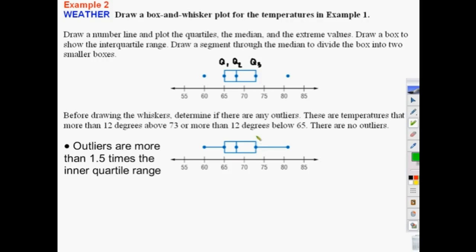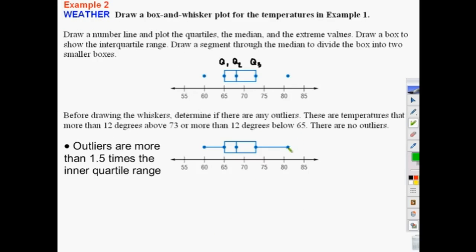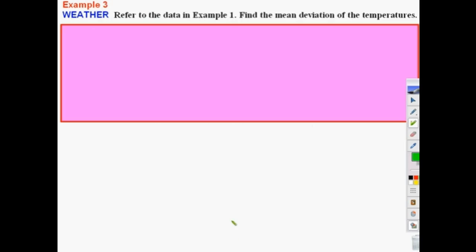12 degrees above the third quartile would take me up to 85, which this upper point here, as we refer back, was at 81. It's not beyond 85, so that's okay. I can connect this as well. I have no outliers in this. Again, an outlier would be 1.5 times the interquartile range beyond the first quartile and third quartile marks. Okay, so, all right, let's keep moving.